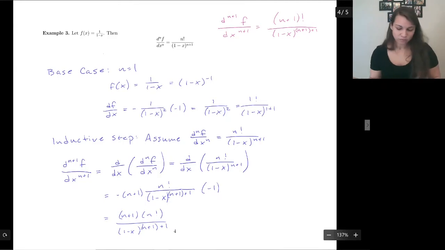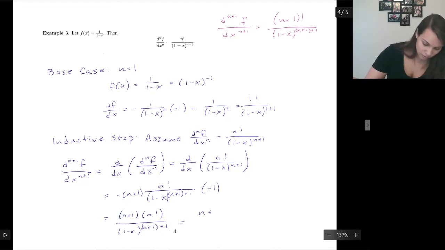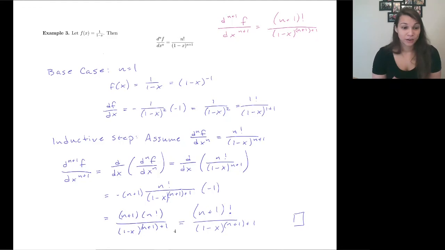Okay. And then this piece right here, that's just n plus 1 factorial. And so we have gotten to the formula we were trying to get to, because we wrote out our goal, and so we know where to stop now. Done. Okay. So those are two basic examples for induction.